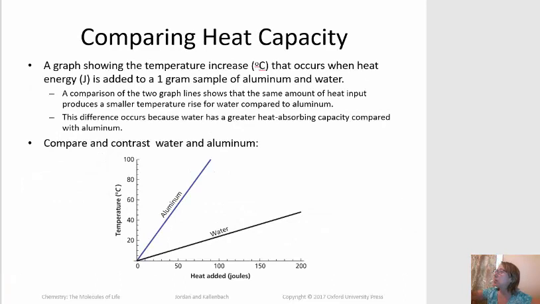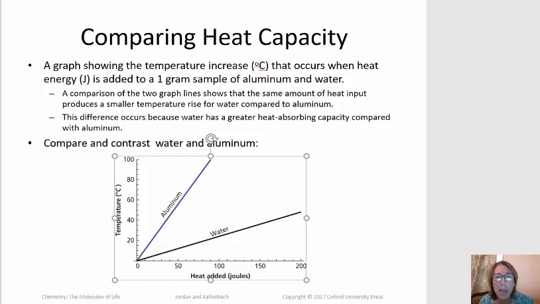And just to give us some context, let's look at the difference between 1 gram of aluminum and 1 gram of water as we add heat to it in units of joules and consider its change in temperature. If I add 10 joules of energy to 1 gram of water, its temperature goes up by maybe about 2 degrees, whereas aluminum, it goes up about 10 degrees. If I look at 50 joules of heat energy added to water, its temperature goes up a little under 10 degrees, whereas that for aluminum is almost 50 degrees.